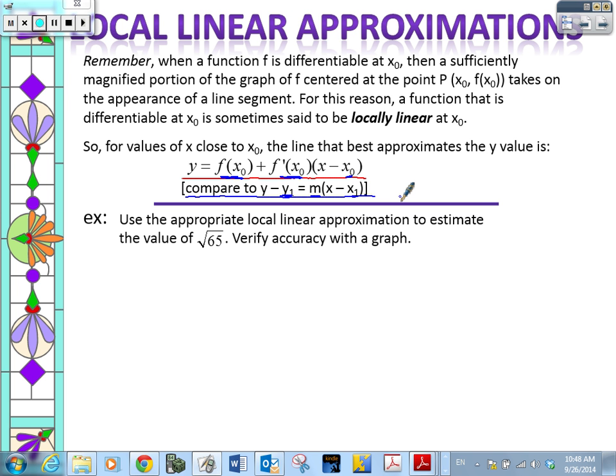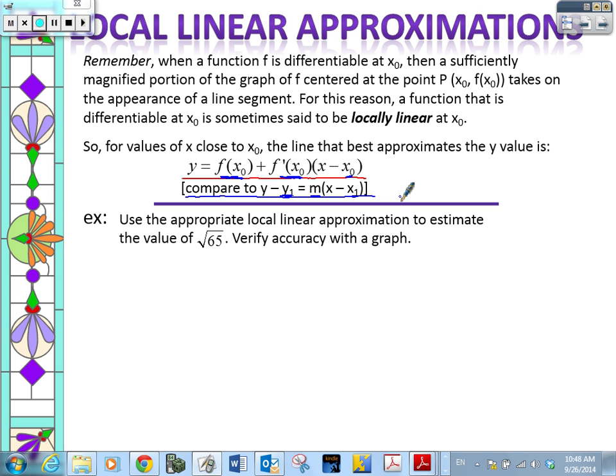So please don't let those words throw you. You'll see them time and again the rest of the school year, local linear approximation. And whenever you see it, don't freeze. Just think, okay, that means tangent line approximation. That's all it is, a tangent line approximation.